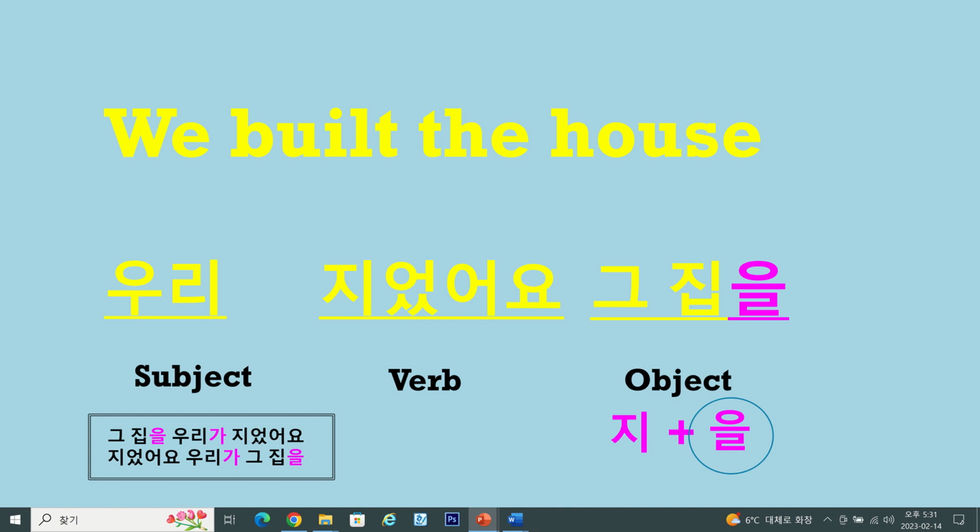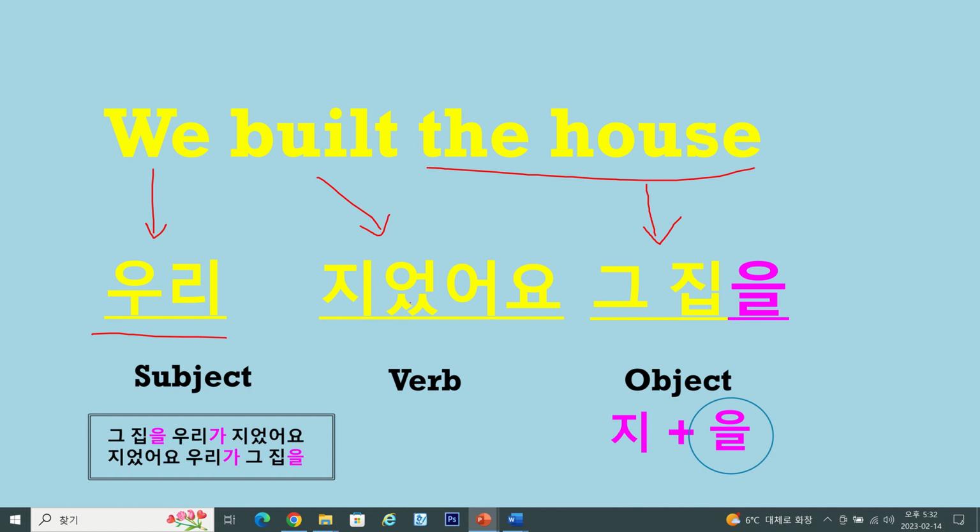So, we built the house. When you say the sentence, 우리 is "we," 지었어요 is "built," and 그 집 is "the house." So 우리 is the subject, right? And the main issue: who built the house? We, 우리.